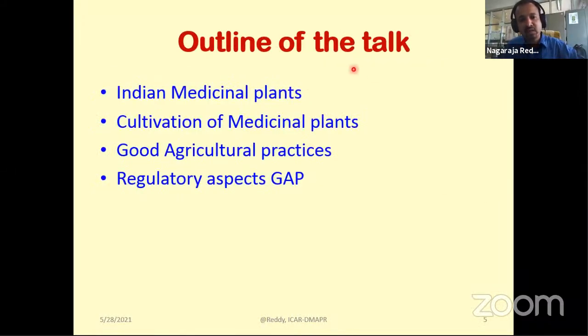Regarding my talk today, I will briefly tell you about some Indian medicinal plants, how they are important, and their cultivation, such as how to cultivate, which one to cultivate, when to cultivate, and where to cultivate. All those things will be highlighted. We have standardized certain good agricultural practices that need to be followed in order to ensure the quality of the herb. Finally, I'll touch on some of the regulatory aspects of good agricultural practices.